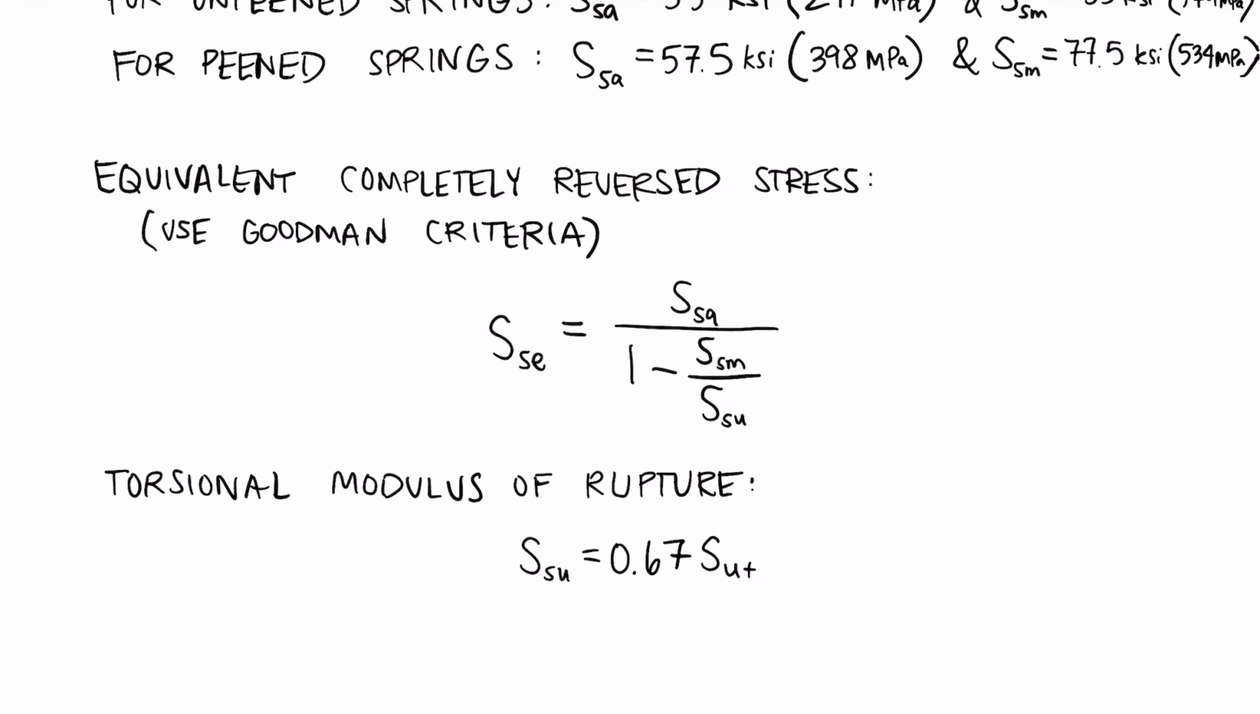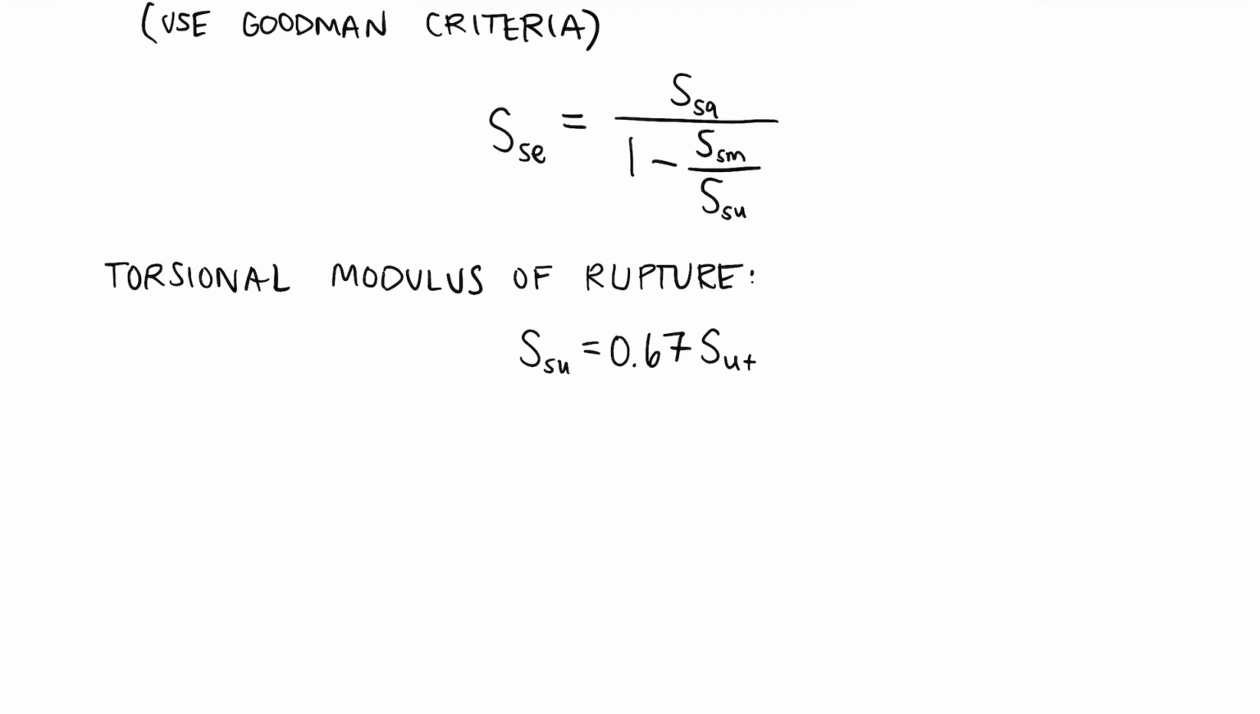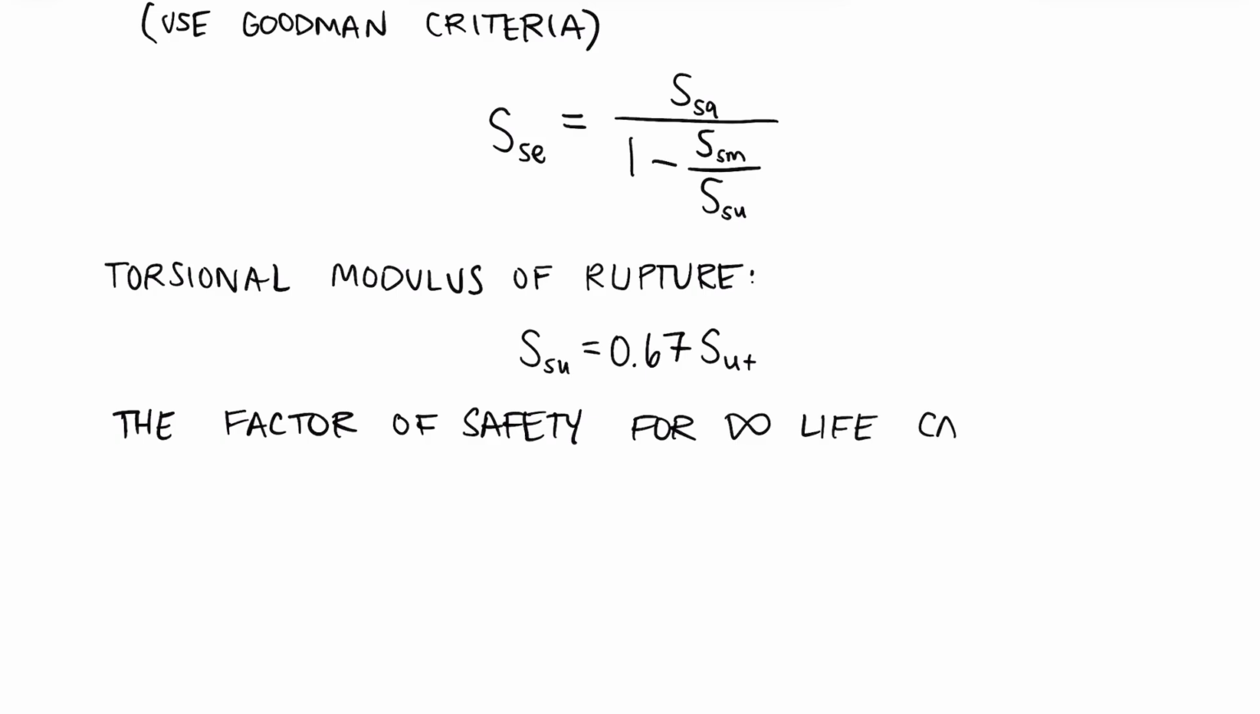Now, with an endurance strength and an ultimate strength, we can come up with a factor of safety for infinite life using the Goodman criteria. So the factor of safety for infinite life can be found using Goodman criteria.